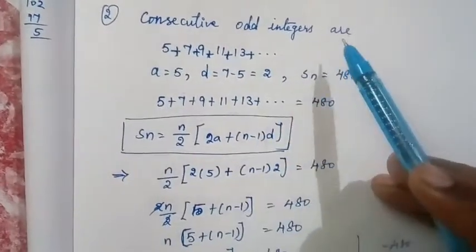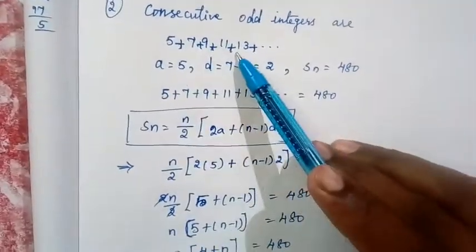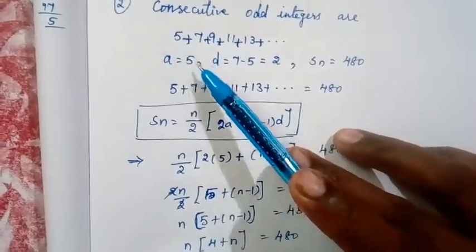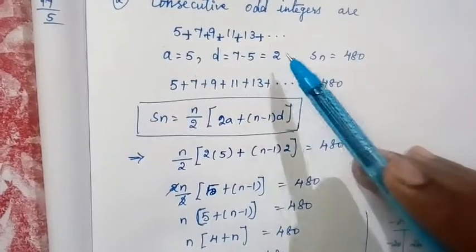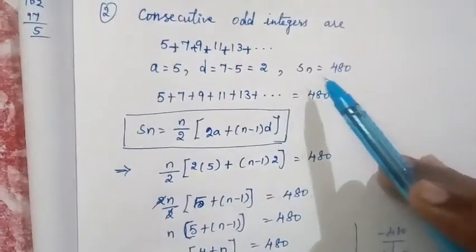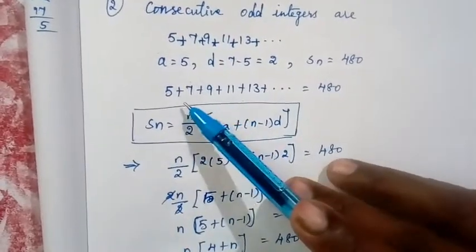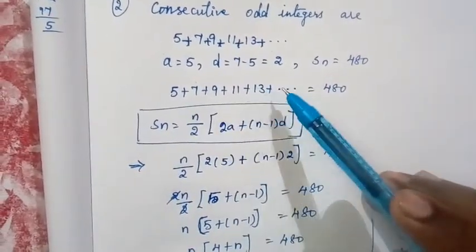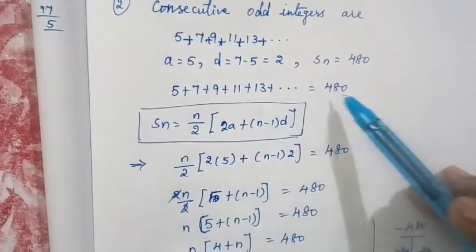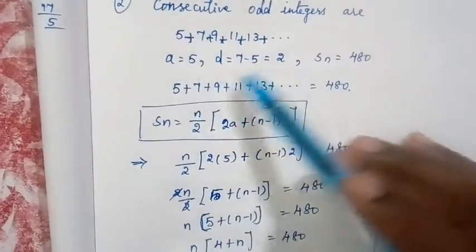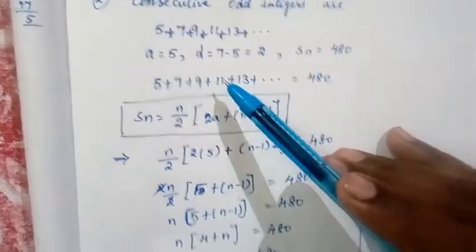The consecutive odd integers are 5 plus 7 plus 9 plus 11 plus 13 plus and so on. The first term is a, the difference is second term minus first term, and Sn is given in the question as 480. So we write that series, 5 plus 7 plus 9 plus 11 plus 13, and the added value is 480. How many terms are there, n, that we want to find.